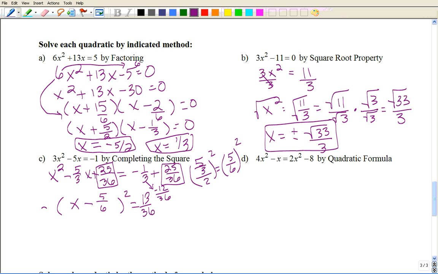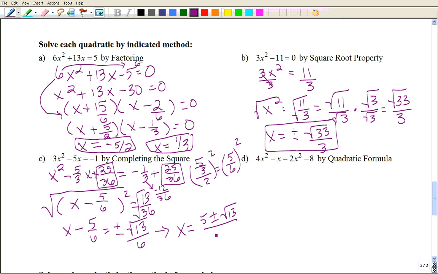Now I can take the square root of both sides, and I'll get x minus 5 over 6 equals positive or negative. So the square root of 13 we'll leave on the top, but the square root of 36 is 6. And then finally, I will add 5 over 6 to both sides, so I get x equals 5 plus or minus the square root of 13 all over 6.